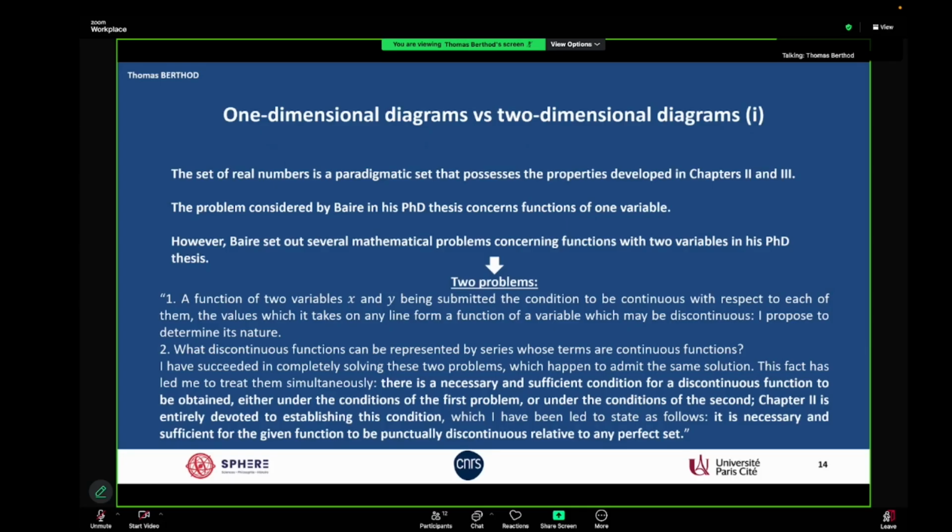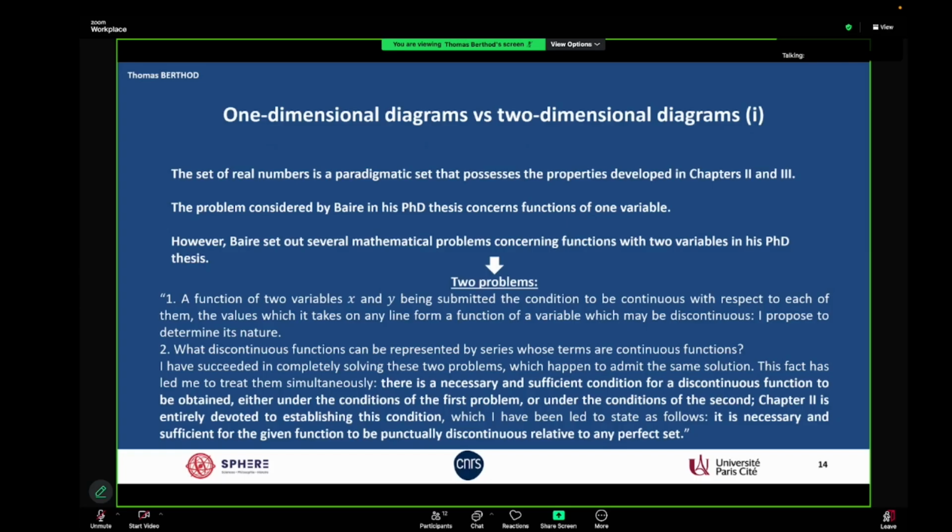And this problem, Baire takes this problem in relation to the problem that he introduced later in his lesson, so the problem of a representation as a sequence of continuous functions. That is the problem 2 here on the quotation. But the two problems have the same importance in his PhD thesis. It's not the case in his lesson.